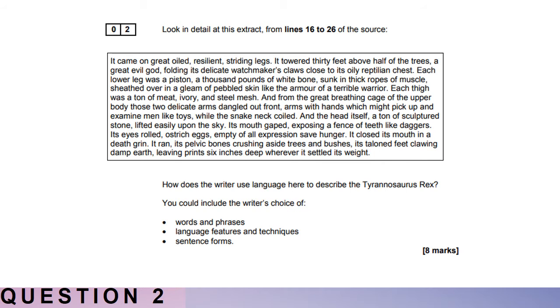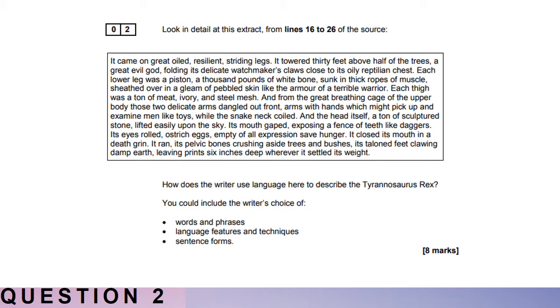Let's have another look at the question we're focusing on today. So remember, this extract comes from lines 16 to 26 of the source, and it's really important we only pick out quotations from this section that is printed. We don't want to talk about sections from elsewhere in the text.